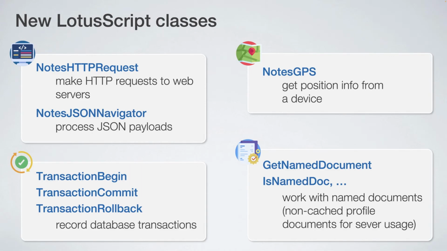And in version 12, we added a server-side alternative for profile documents. It is called name document, and it is good for storing, you know, configuration and, let's say, invisible things, and it is better to use than a person document on the server.